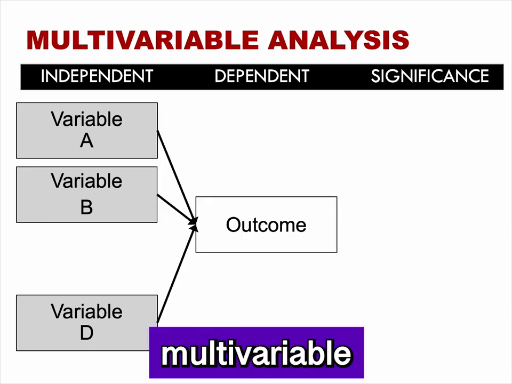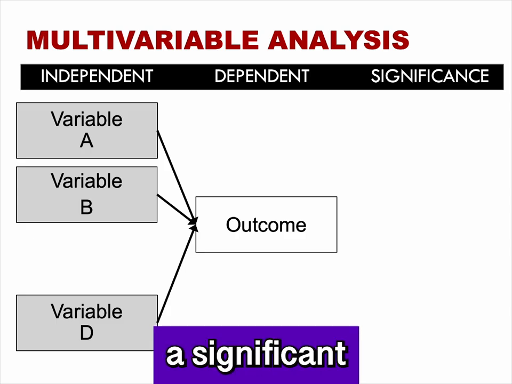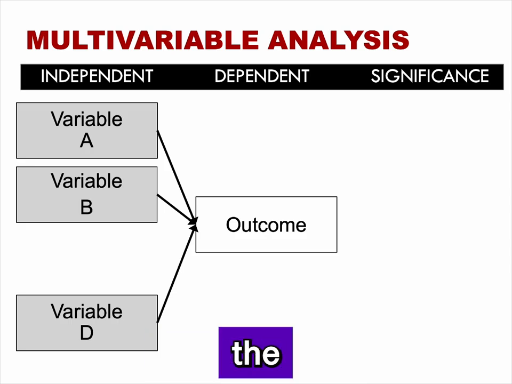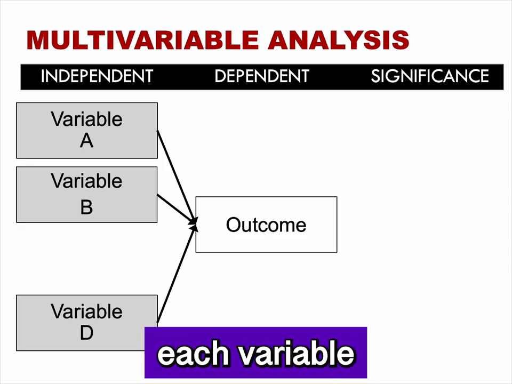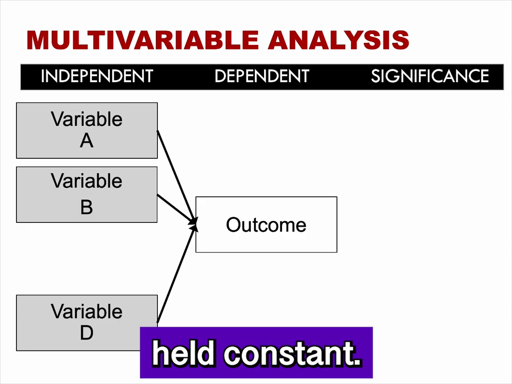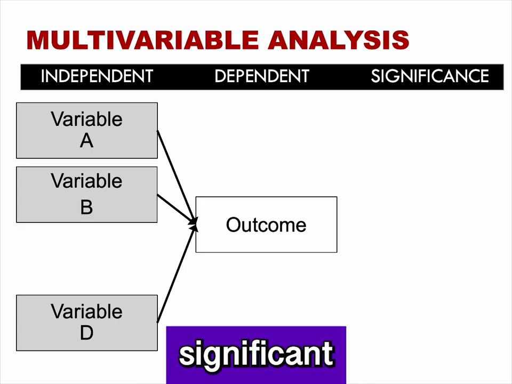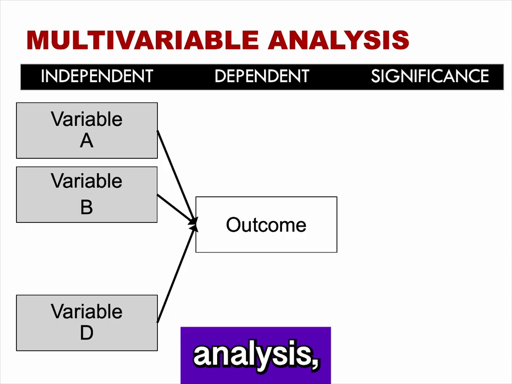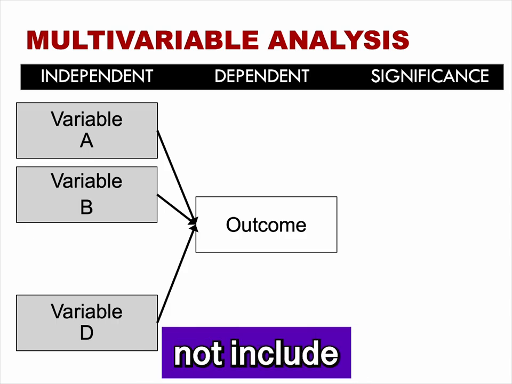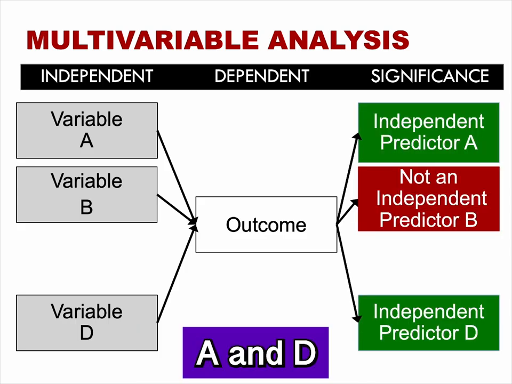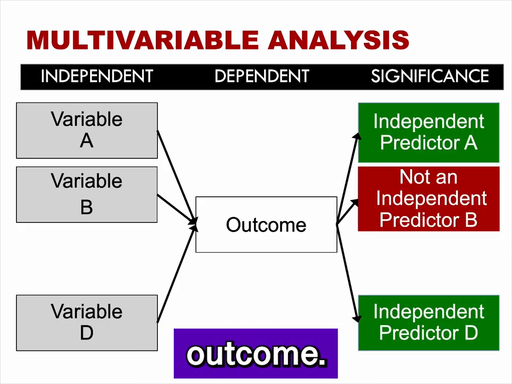A multivariable analysis compares the significant or nearly significant predictors from the bivariate analysis simultaneously to the outcome variable to determine the independent effect of each variable while the other variables are held constant. In the prior slide, we had determined that variables A, B, and D were statistically significant in the bivariable analysis, so we include them in the multivariable analysis. We do not include variable C. Only variables A and D remained independent predictors of the outcome in this example.